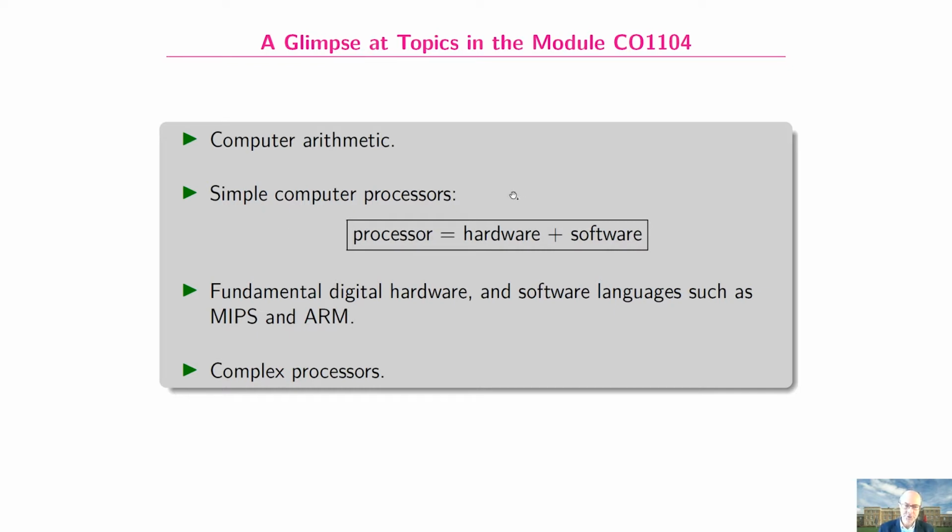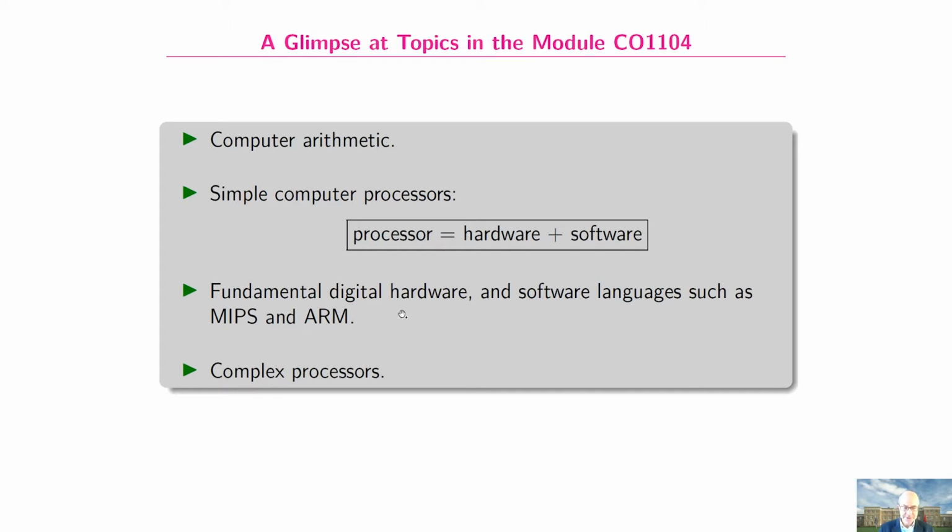And one of the things that you'll learn is the basic idea that a computer processor is made up of two components. There's the digital hardware, so this is the device that you hold in your hand, and then there is the software part. So this consists of a programming language and a program, and the instructions in the program are executed on the hardware. So understanding these kinds of things in more detail is something that you'll do in this module.